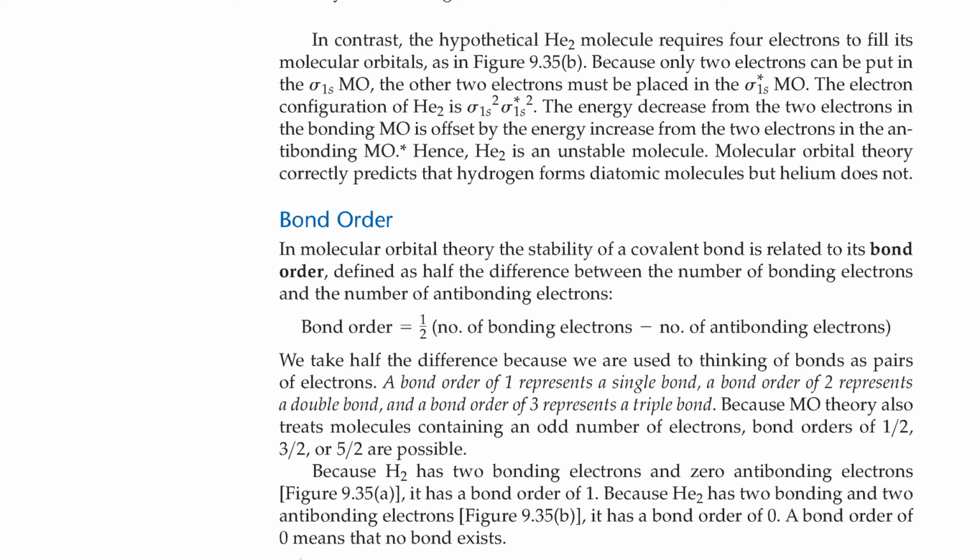Because molecular orbital theory also treats molecules containing an odd number of electrons, bond orders of 1/2, 3/2, and 5/2 are possible. Because hydrogen-2 has 2 bonding electrons and 0 antibonding electrons, it has a bond order of 1. Because helium-2 has 2 bonding electrons and 2 antibonding electrons, it has a bond order of 0. A bond order of 0 means that no bond exists.